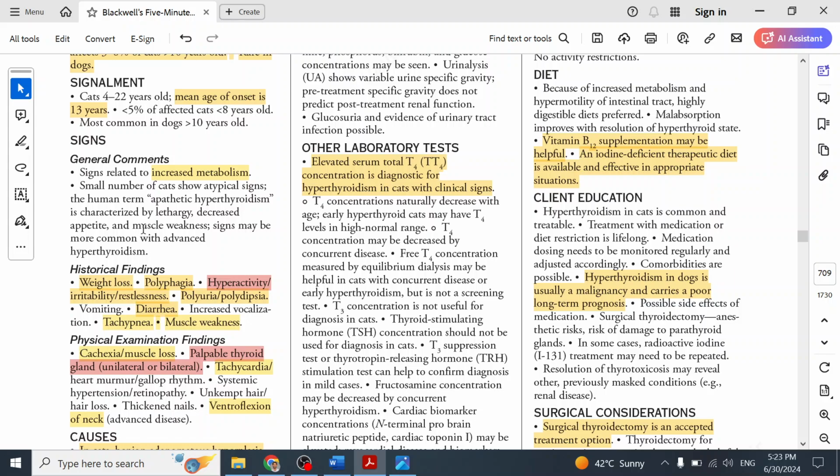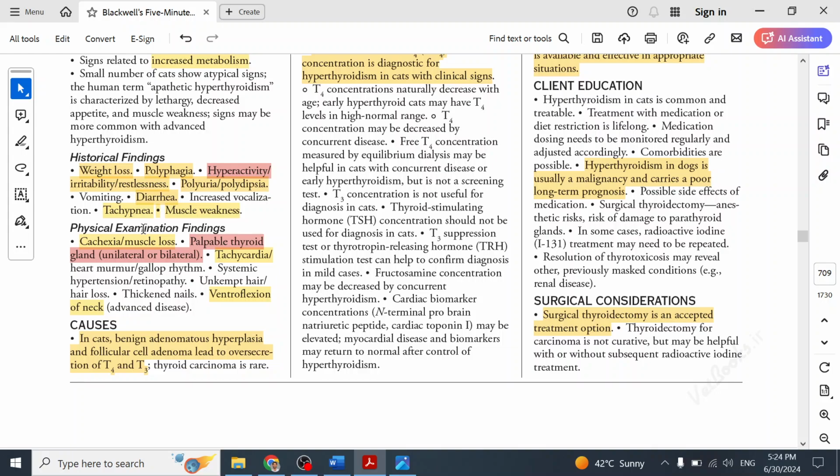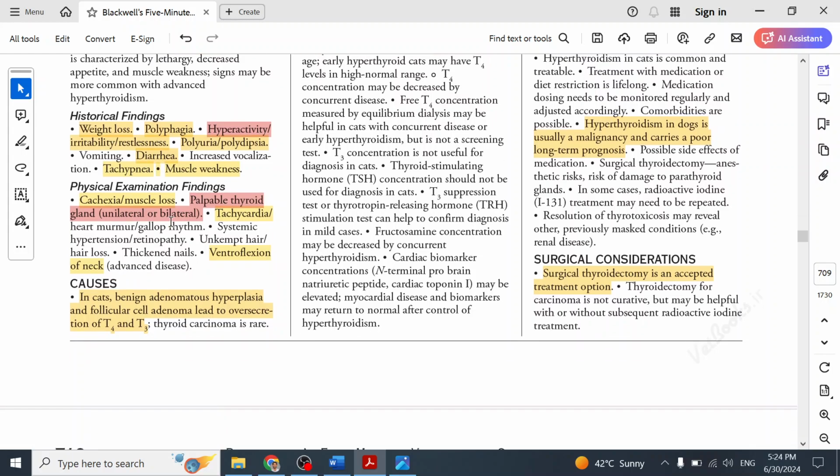If we go to the historical findings, we see weight loss with polyphagia. Weight loss with polyphagia. Then hyperactivity, you can say it is a differential clinical sign. Then irritability, restlessness, polyuria, polydipsia, and also diarrhea, because there is a malabsorption of the GIT content due to the hyperproduction of T4, T3. Then tachypnea and muscle weakness.